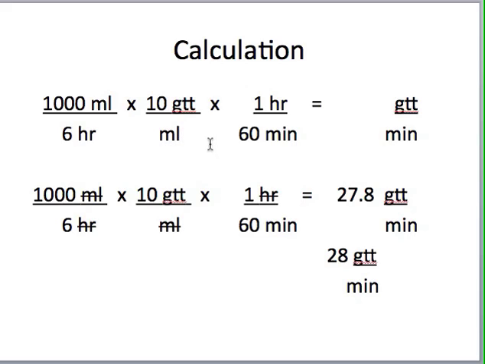We also need to make sure that we deal with this hour. The hour period here needs to be converted to minutes, so we know that our conversion factor here is that 1 hour contains 60 minutes, and once we check and see how the units cancel, our mLs cancel, our hours will cancel, and we're left with drops per minute, which is exactly what we want. So once we do the math, we will end up with 27.8 or 28 drops per minute.